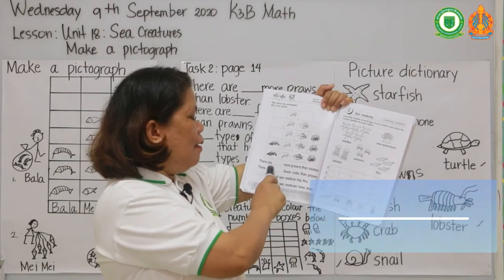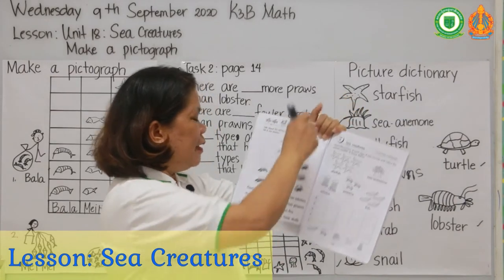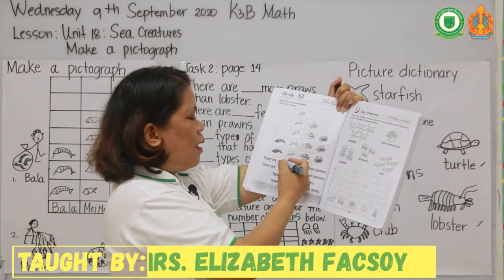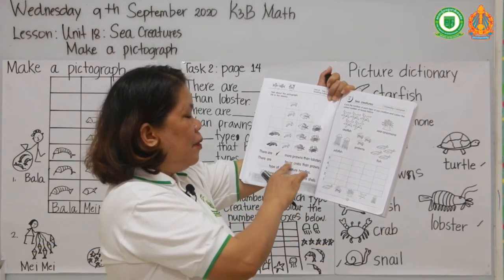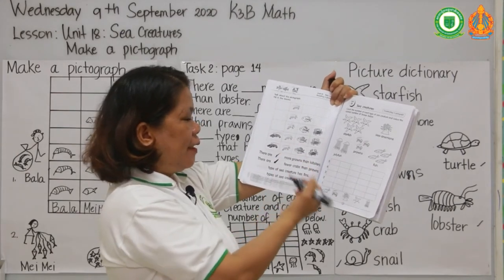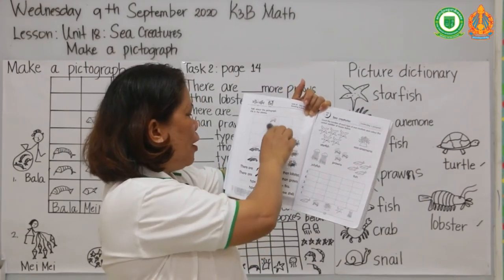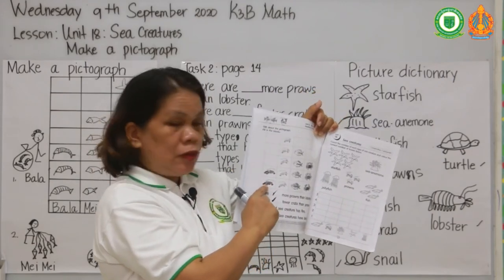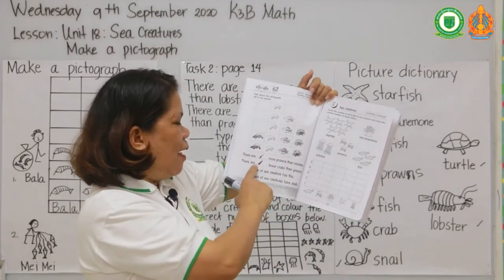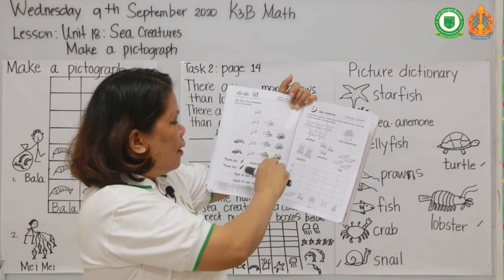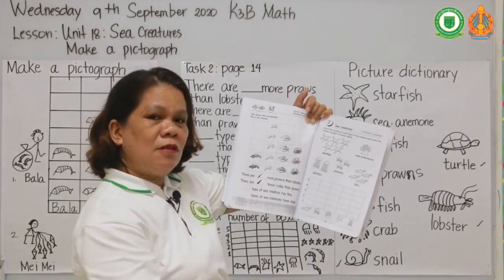Okay, here, there are blank more prawns than lobster. What you're going to do is just check, okay? There are more prawns than lobster, it is true, so you're going to check. There are fewer crabs than prawns, you're just going to check, okay? Because if you count the number of prawns, there are more than lobster. Lobster have only 2 and there are 5 prawns. So that is a check. There are fewer crabs than prawns, okay? There are few crabs, 1, 2, 3, only 3, whereas prawns have 5, okay?